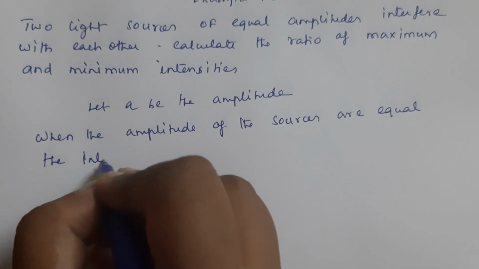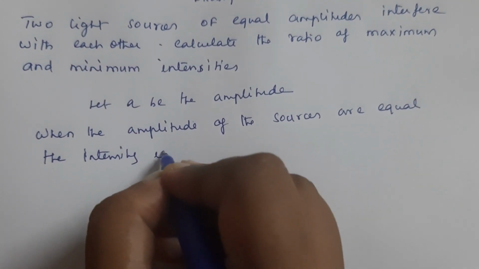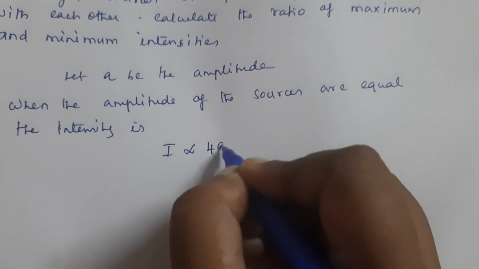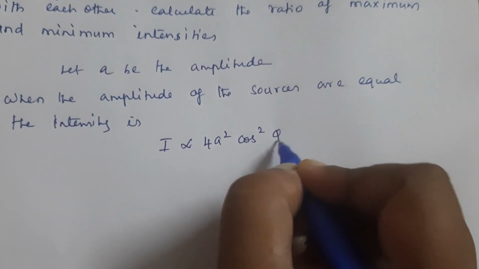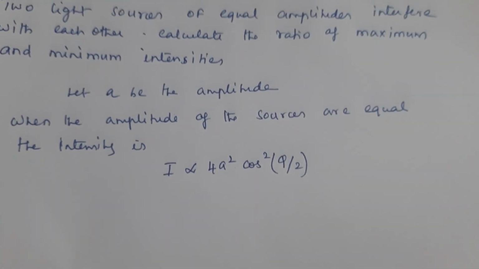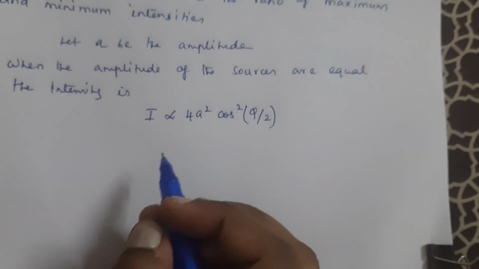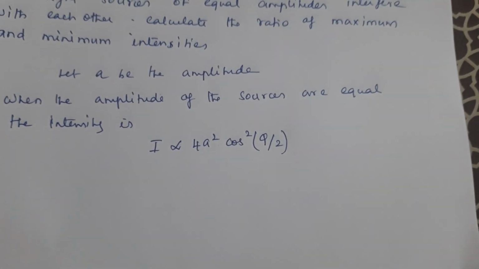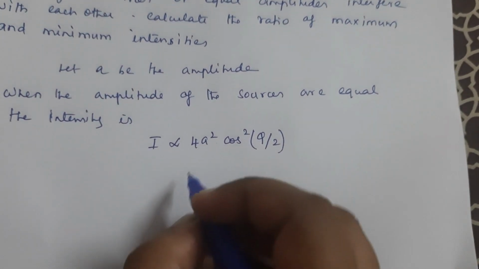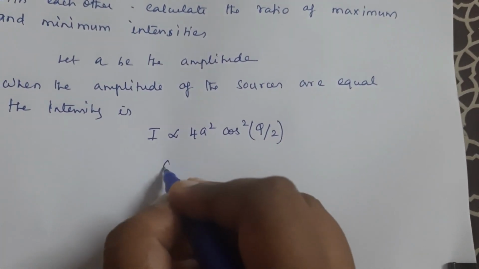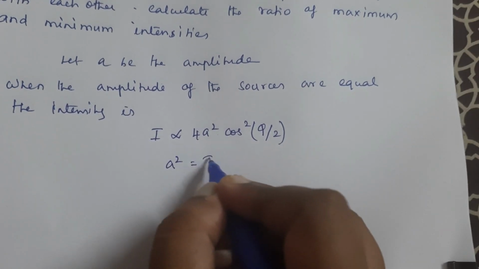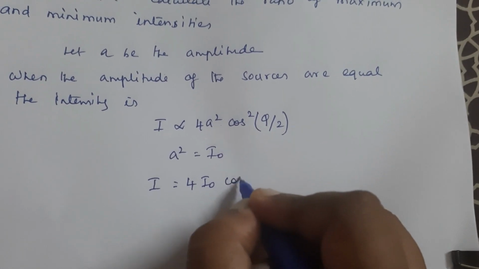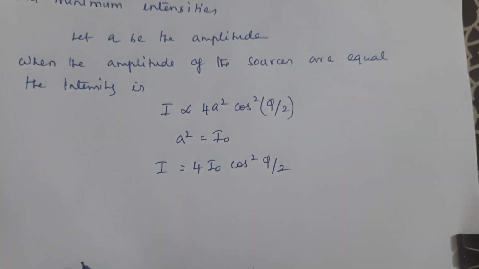the intensity is I is proportional to 4a square cos square phi by 2. This is the formula. Okay. Now we have to find out the ratio of maximum and minimum intensity. Okay. So here we can write a square as I0. So I can write it as I is equal to 4I0 cos square phi by 2.